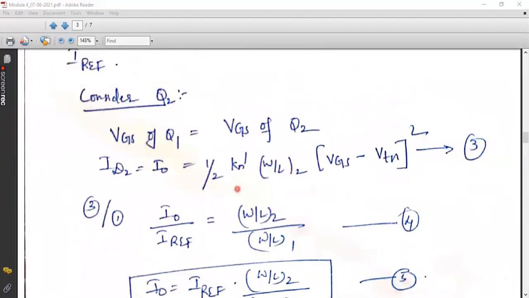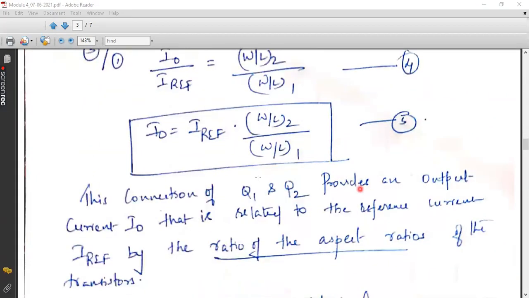Please understand that a current mirror is always a special case of a current source. You can't say that a current source is a current mirror, whereas you can say that a current mirror is a current source. Understood? I hope you are getting the difference. All current sources are not current mirrors, but all current mirrors are current sources. So a current source will become a current mirror only if the aspect ratios of the two transistors are the same. Then we can write I0 is equal to I reference.